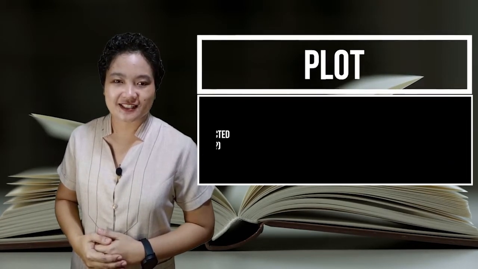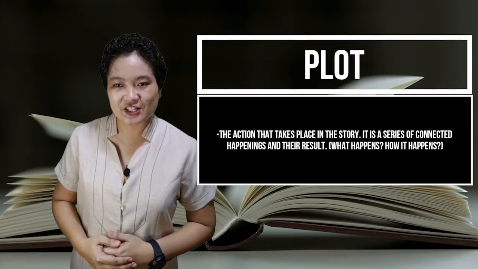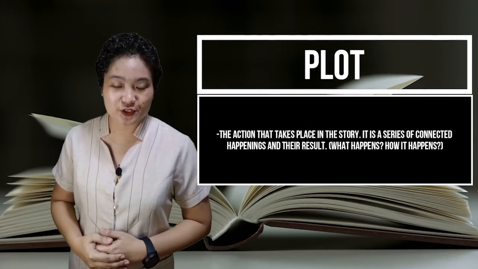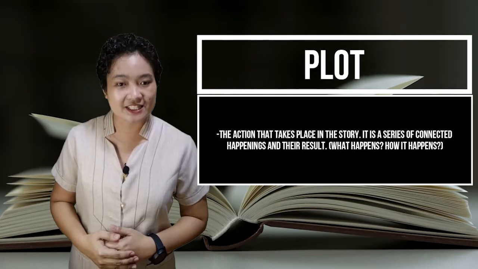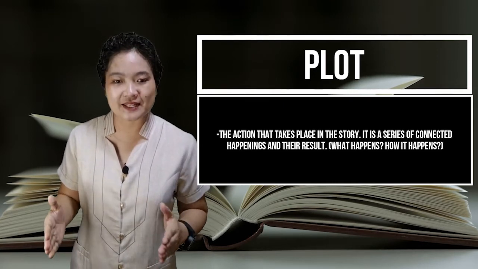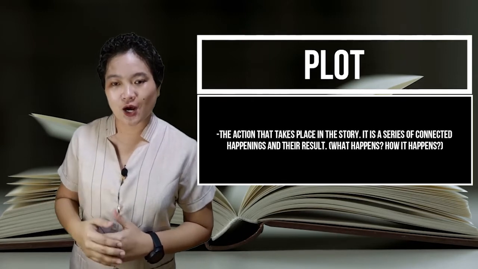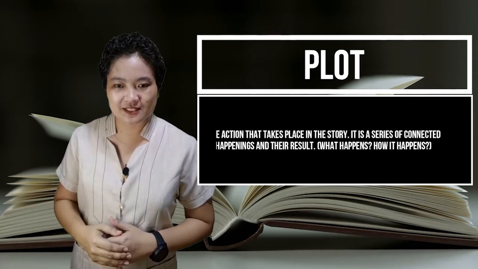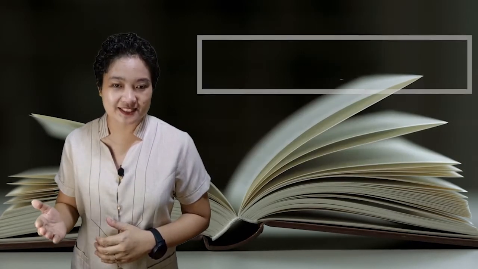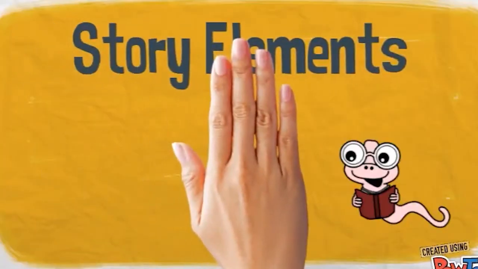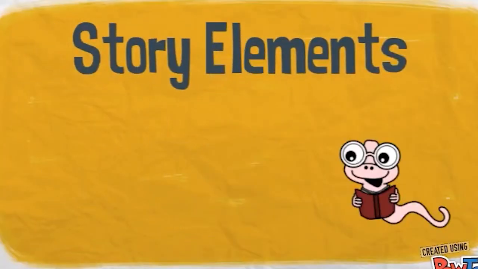Now let's move to the plot. The plot is the action that takes place in the story. It is a series of connected happenings and their results. Questions mostly are, what happens and how it happens. Now what are the parts or elements of a plot?